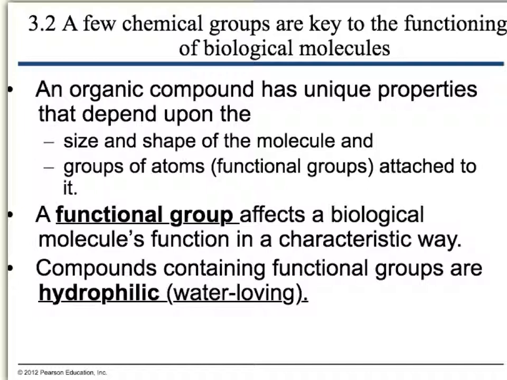Now we have some key functional groups in biological molecules. An organic compound has unique properties that depend upon the size and shape of the molecule. The groups of atoms, we're going to refer to as functional groups. A functional group affects a biological molecule's function in a characteristic way. Generally, those functional groups will determine whether it's water-loving or water-fearing, so hydrophilic or hydrophobic, or if it will form hydrogen bonds. So it influences some of the properties of those molecules.